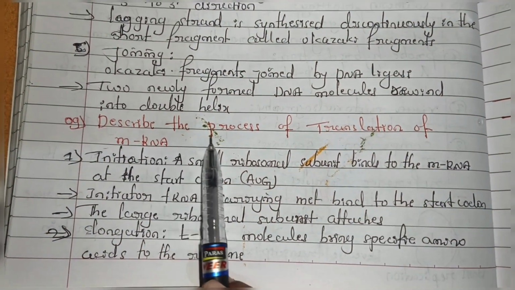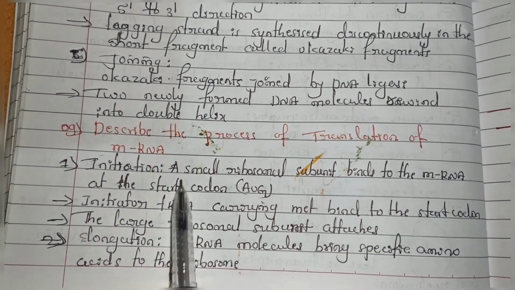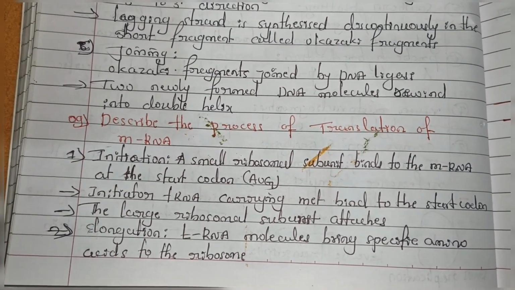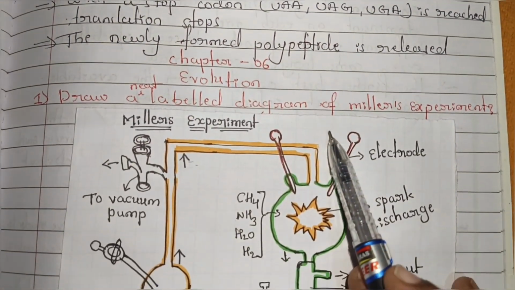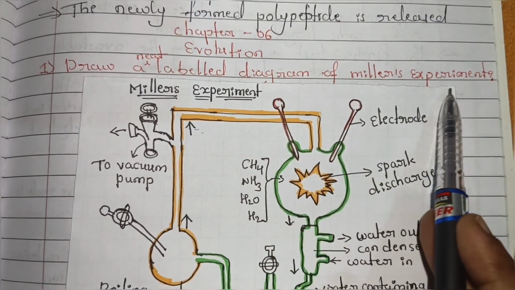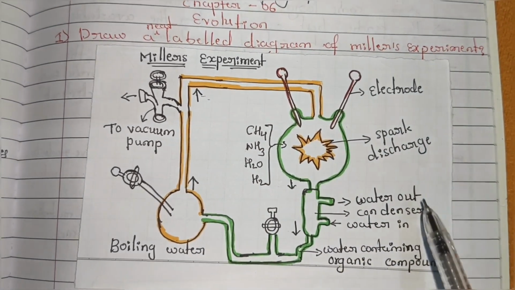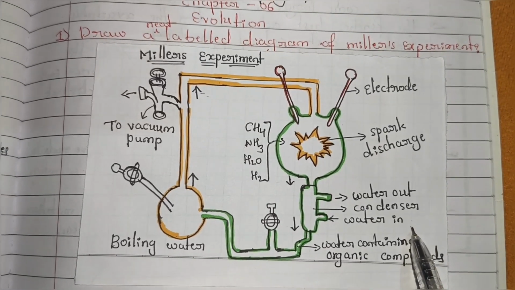And next question is: describe the process of translation of mRNA. These are the continuous points for translation, you can read it. And next, evolution chapter. From this chapter, first question is: draw a neat labelled diagram of Miller's experiment. It is most important. Many times there is a question on this topic, you have to practice this diagram.